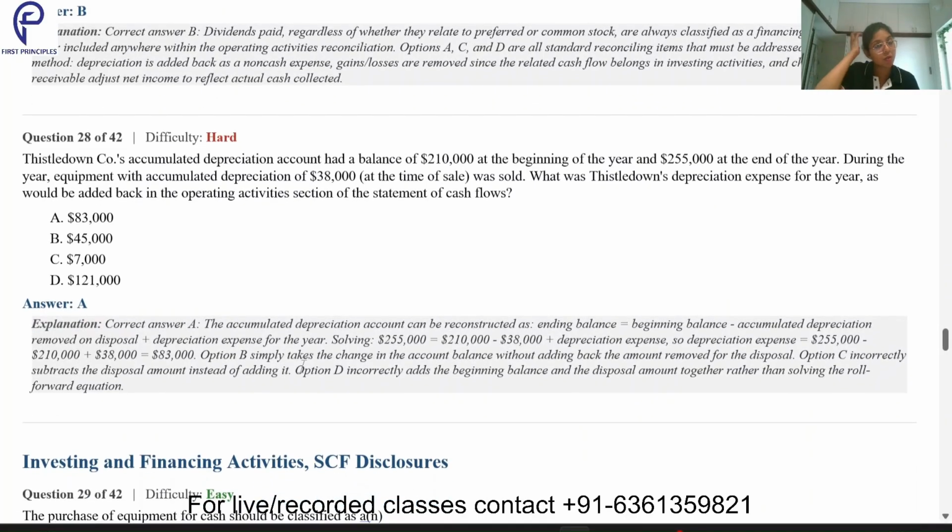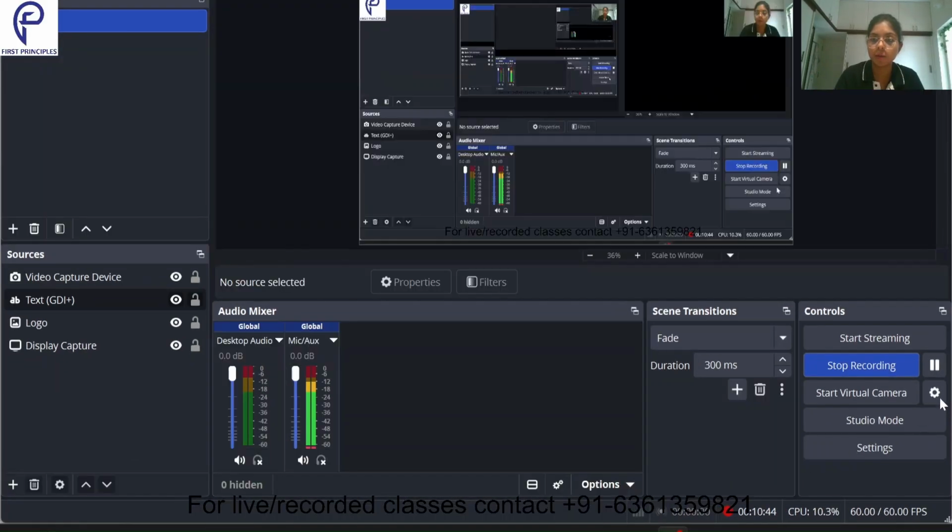Coming to question number 28. Thistledown company's accumulated depreciation account had a balance of 2,10,000 at the beginning of the year and 2,55,000 at the end of the year. During the year, equipment with accumulated depreciation of 38,000 was sold. What was Thistledown's depreciation expense for the year, as would be added back in the operating activity section of the statement of cash flows?